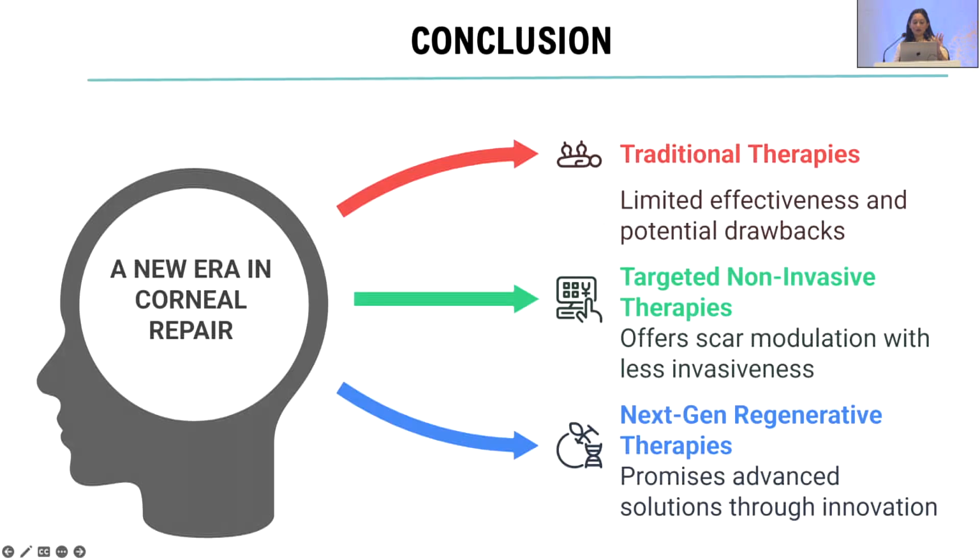So to conclude, traditional therapy does have limitations in effectiveness and potential drawbacks. We have targeted non-invasive therapies which offer scar modulation and less invasiveness, but we can work on it in more numbers, and the next-generation regenerative therapies would be a promising advanced solution through innovations. Thank you.